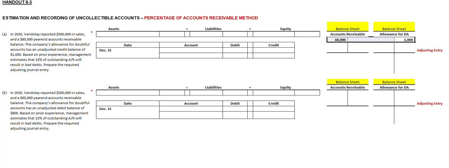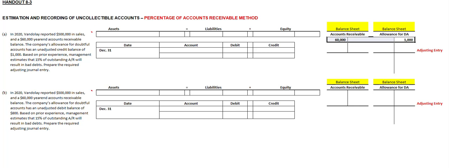So we're told that we've got $60,000 in accounts receivable and a credit balance of $1,000 in our allowance for doubtful accounts. We don't care about the level of sales in our percentage of receivable methods. We simply focus on our allowance and our accounts receivable. We're told that based on prior experience, management estimates that 15% of outstanding accounts receivable will result in bad debts, and we need to prepare the required adjusting journal entry.